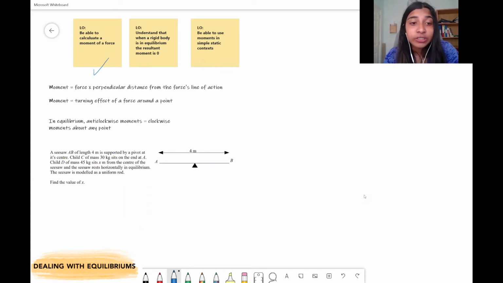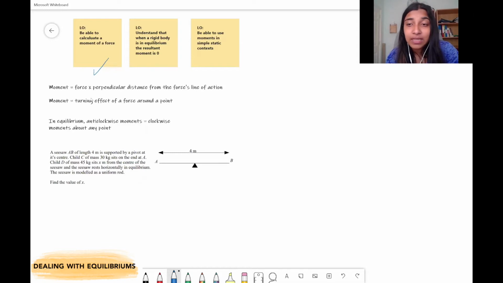And you could use this to work out different aspects of moments, so either your force or your perpendicular distance. So let's see how we could use this with this example question here. We have a seesaw AB of length 4 meters supported by a pivot at its center.